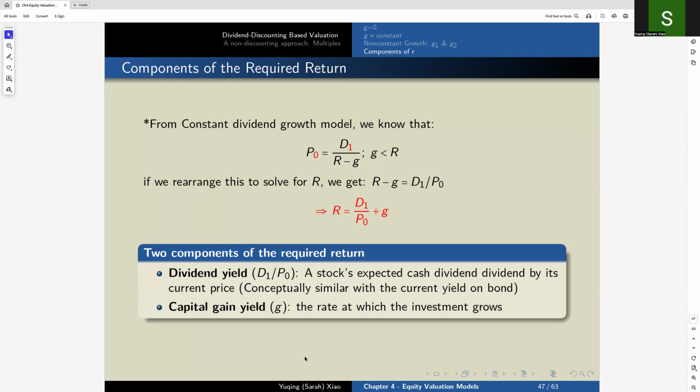Let's now step back and look at the required return. From the Gordon growth model, we know the stock's price equals next year's dividend divided by the required return minus the growth rate. If we solve this for the required return, we get an important insight. The required return equals the dividend yield plus the growth rate.